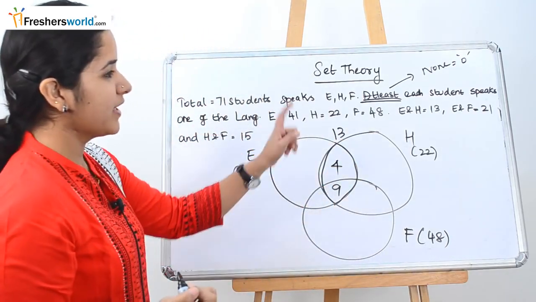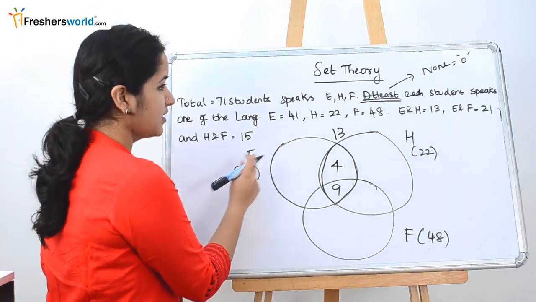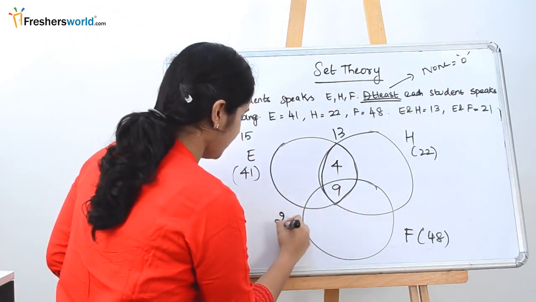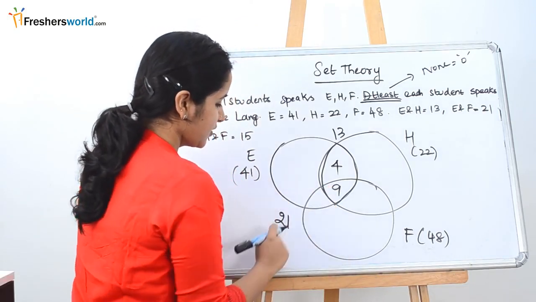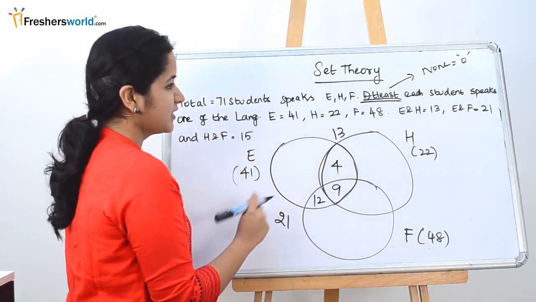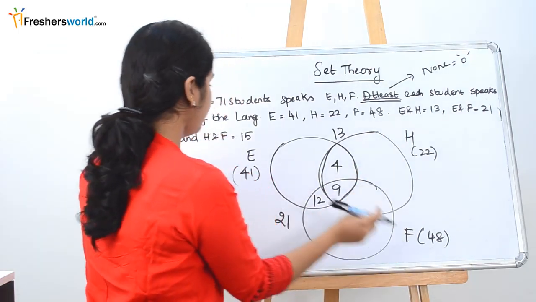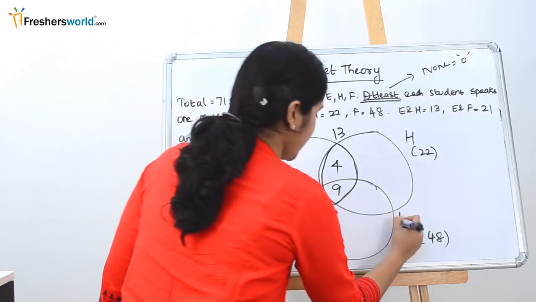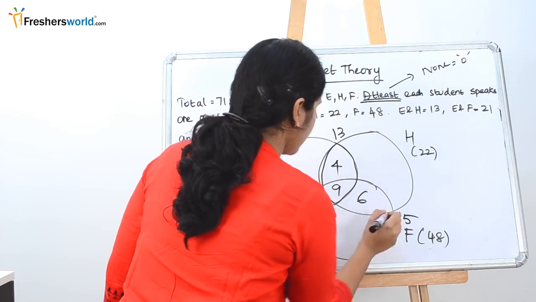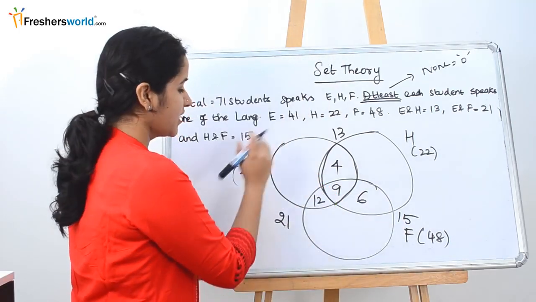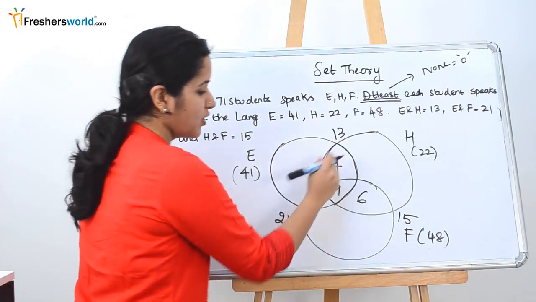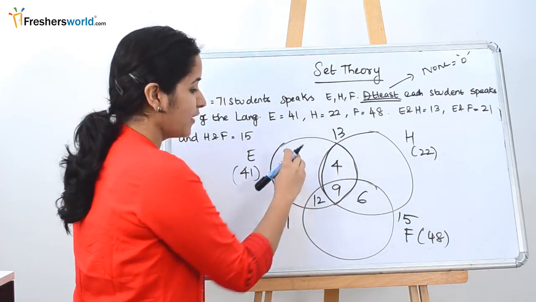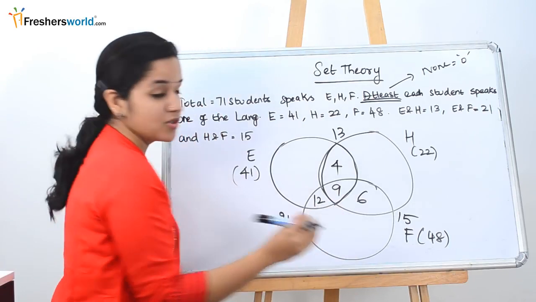Similarly for English and French. English and French is nothing but 21. We know already 9 is here, the people speaking all the 3 languages. So it's nothing but 12. Similarly for Hindi and French. Hindi and French is 15. So now we know the people who know English and Hindi, Hindi and French and English and French. So now we all know the middle intersection. Now we have to find the only part of the question. So how to find this?